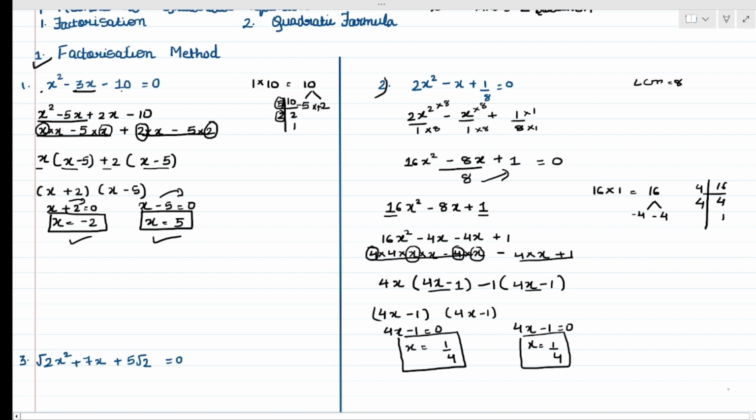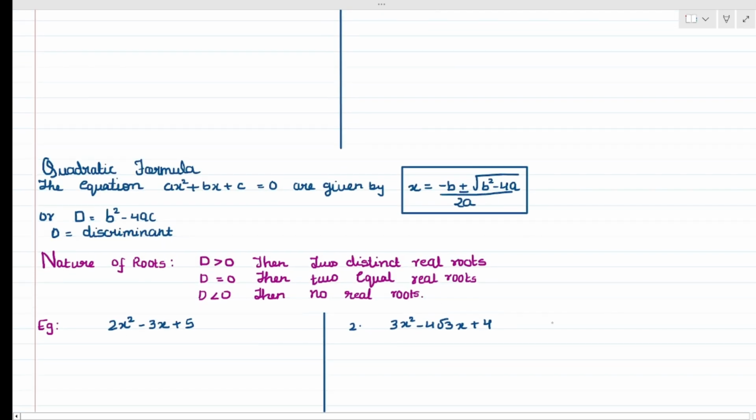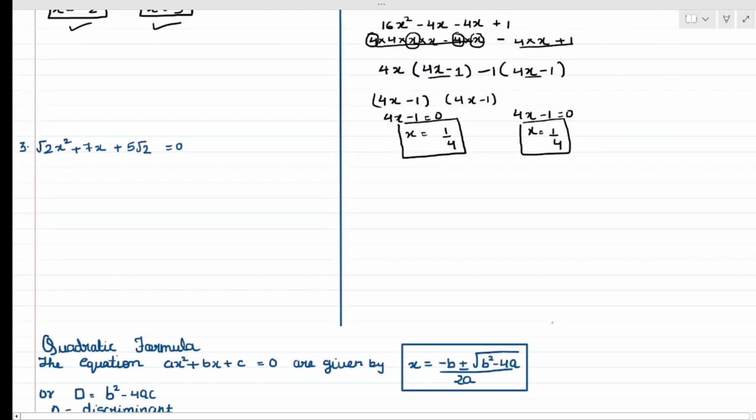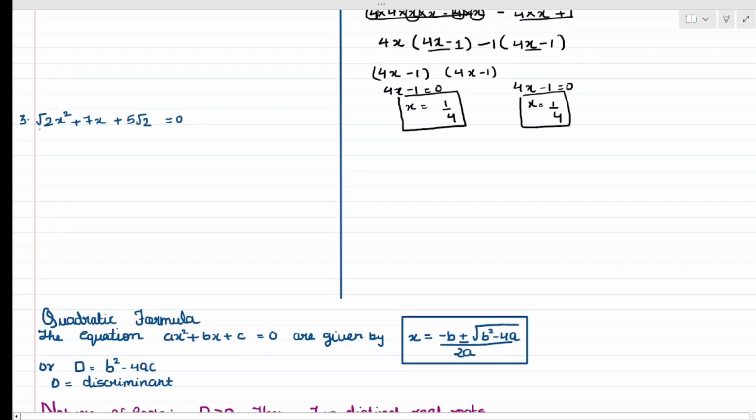Okay. Now we are moving on to the next sum. It's somewhat in the root format. Our equation says root 2x square plus 7x plus 5 under root 2. Okay. Same format. Multiply your first term with last term. That means under root 2 should multiply with 5 under root 2. As you know, root 2 into root 2 gives you 2. Multiply by 5. 5 2s are 10.